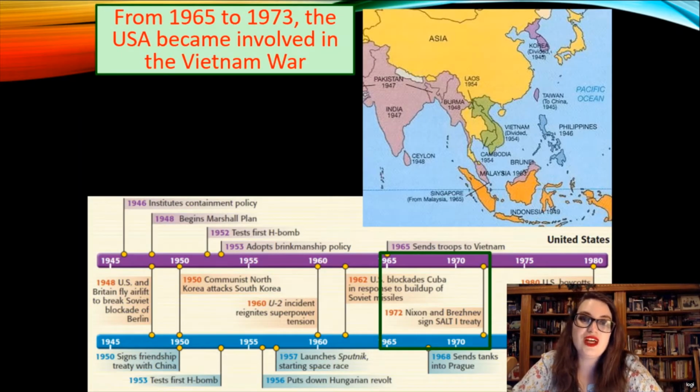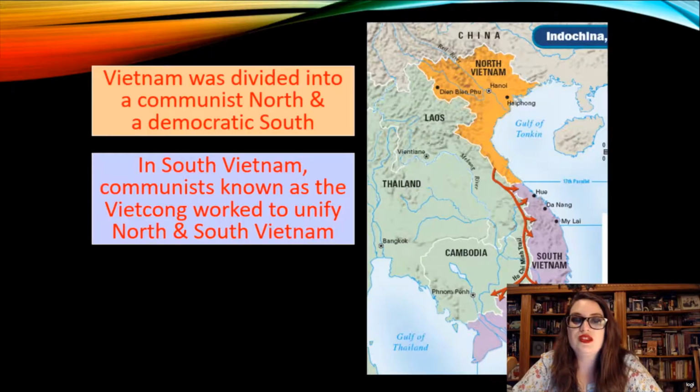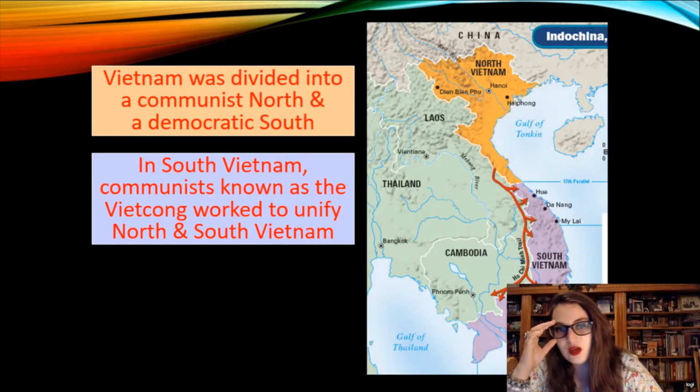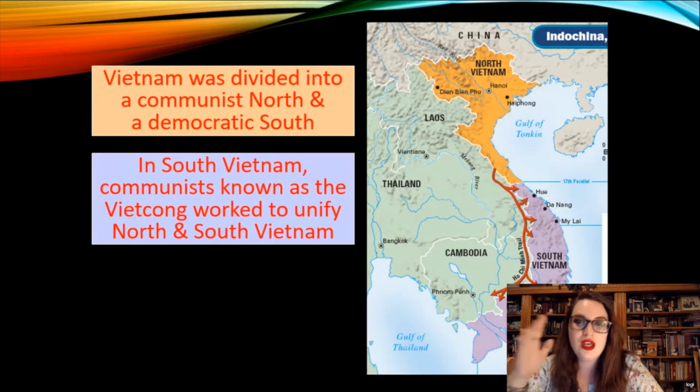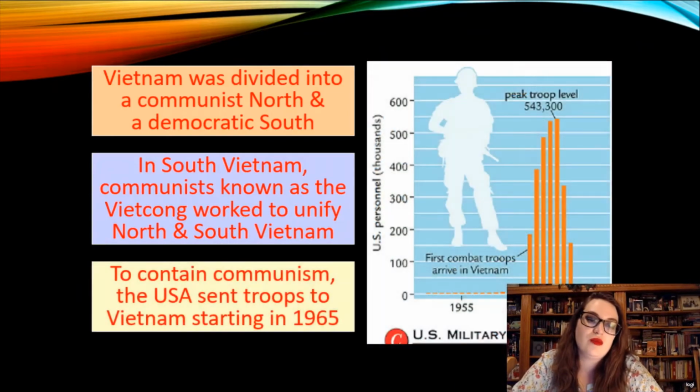From 1965 to 1973, the USA became involved in the Vietnam War. When communist leader Ho Chi Minh gained independence for Vietnam, the USA feared communism in Southeast Asia. Vietnam was divided into a communist North and a democratic South. In South Vietnam, communists known as the Viet Cong worked to unify North and South Vietnam. To contain communism, the USA sent troops to Vietnam starting in 1965.